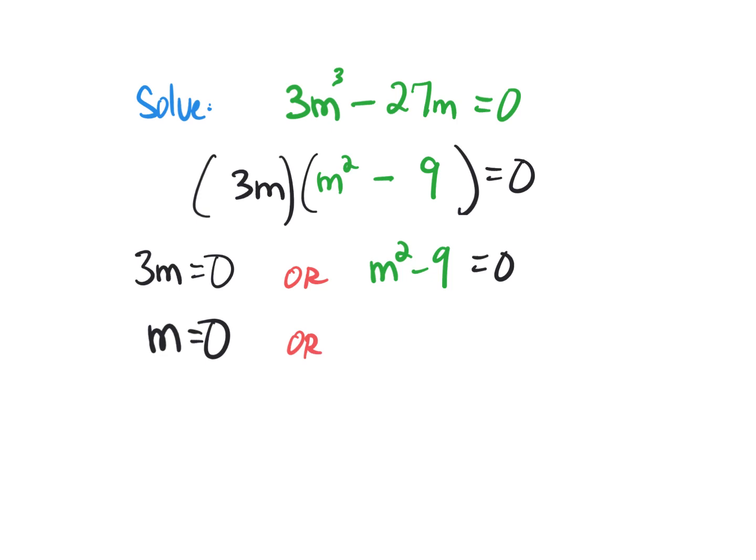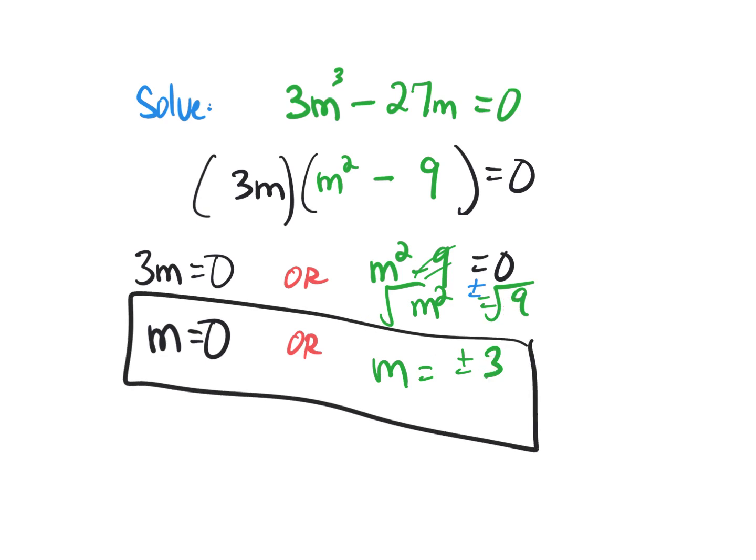If m squared minus 9 is equal to 0, then we can add 9 to both sides, and we'll have m squared equals 9. And then we can take the square root of both sides, and be careful, don't forget, we need to do positive or negative. So m is equal to positive 3 or negative 3. The square root of 9 is 3. Those are the solutions for this problem.